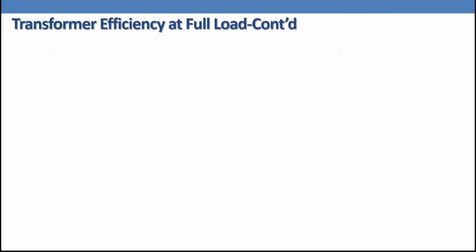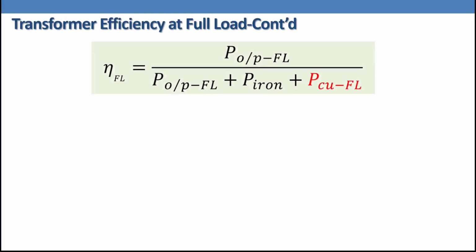Let us summarize what we covered so far. The efficiency at full load equals power output full load over power output full load plus P iron plus P copper at full load. And you can ask why I put P copper at full load in a different color, because I said P iron is constant, but P copper at full load will be variable based on the load conditions. So at full load we have a specific value, at another load we have another value.